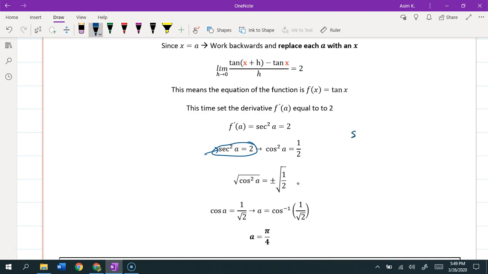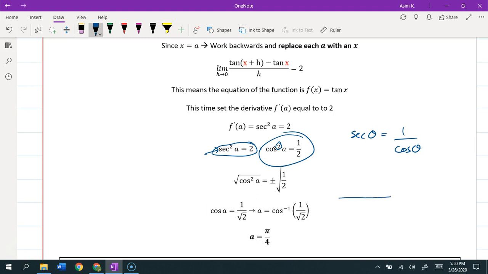Because recall, secant of theta is equal to 1 over cosine of theta. In other words, whatever secant was, just flip it over and you'll have cosine. So if the secant squared of a is 2, then the cosine squared of a is 1 over 2. Okay? Now to solve for the cosine, this is where we're at now. To solve for the cosine, notice how it has a square on it, so we'll need to take a square root. And when we take a square root, we end up with positive or negative 1 over root 2. And when we end up with something like that, basically we need to work backwards and solve for a.